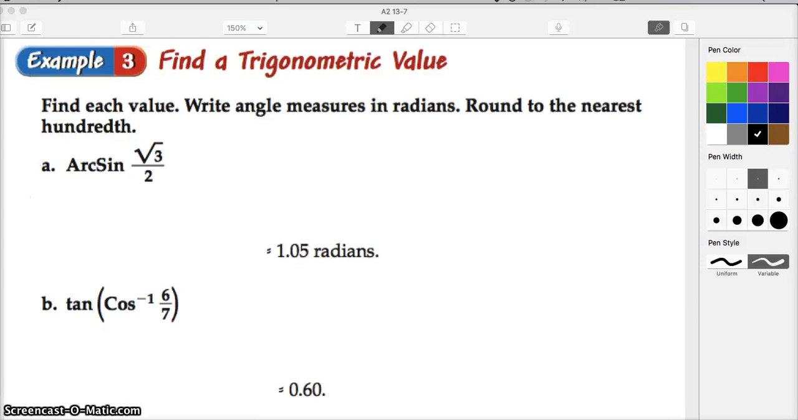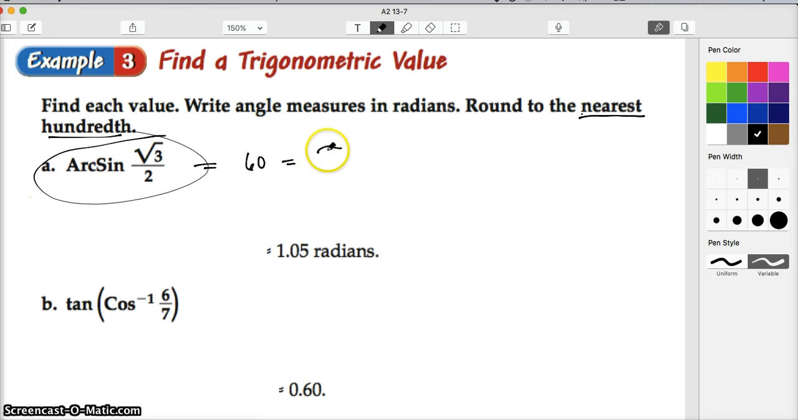Find each value, write the angle measure in radians, and round to the nearest hundredth. So this little piece reminds us that we're looking for a decimal answer. Even though we did this problem before, we remember that this would give us an angle of 60 degrees, and we know that we can write 60 degrees in radians as pi over 3.